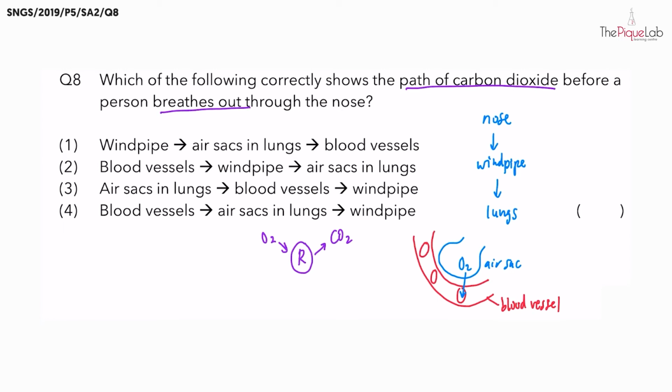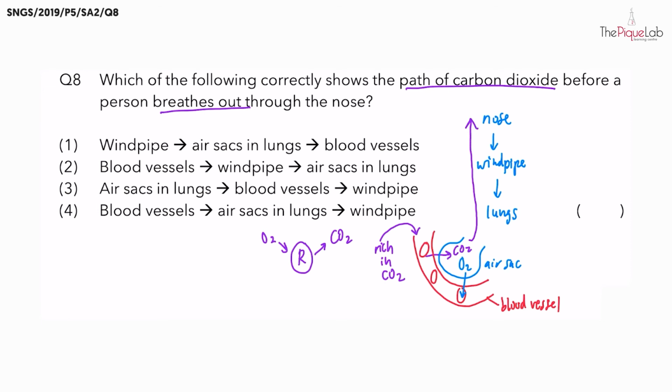The carbon dioxide from all the cells enters the bloodstream and is transported to the lungs. So the blood that reaches the lungs here, is that blood rich or poor in carbon dioxide? That blood is rich in carbon dioxide. Let me write that down. The carbon dioxide is going to move out of the bloodstream and into the air sac. And is the carbon dioxide just going to stay in the air sac? No, it won't. It will move out of the lungs, through the windpipe, and out through the nose.